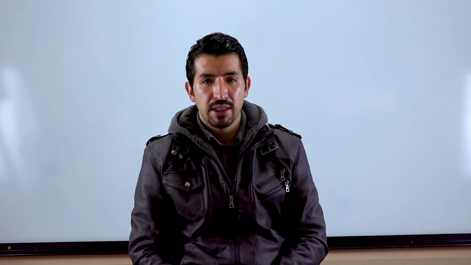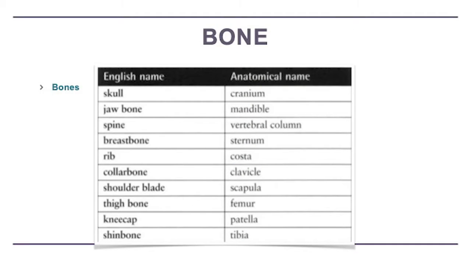Okay, so some of the bones have an English common name and also the anatomical name. In English, the word skull refers to the anatomical name cranium. The jawbone, as we saw before, is the mandible. The spine is the vertebral column. The breastbone is the sternum. The ribs are the costas. Collarbone is the clavicle. Shoulder blade, the scapula. The thigh bone, the femur. The kneecap is the patella. And the shin bone is the tibia.